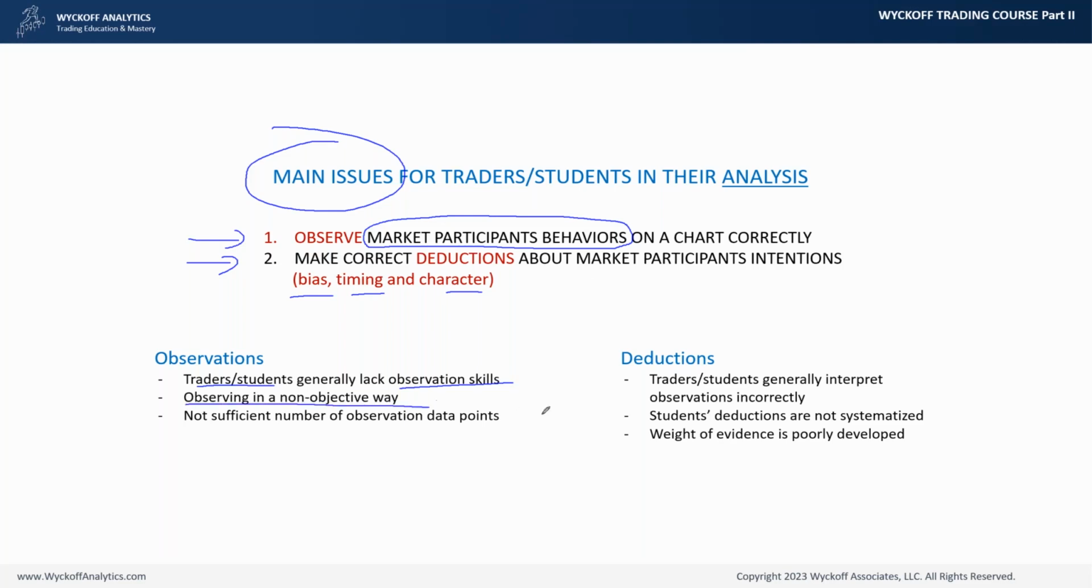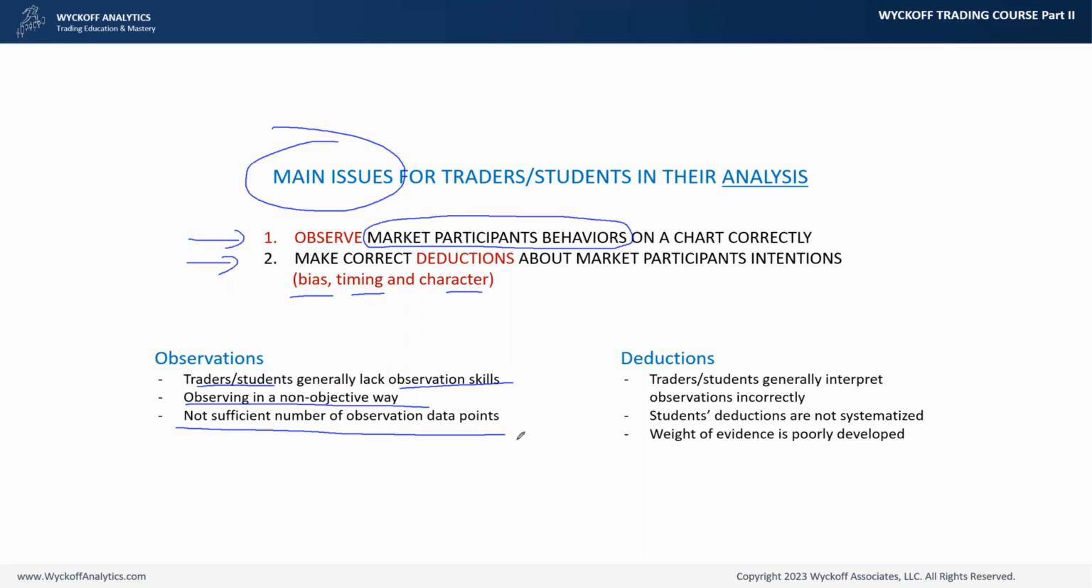We also observe in a very non-objective way. Usually our attention is caught, on the chart especially, by some kind of big event, like a shakeout or a huge volume signature. Right away, students' minds go to that particular bar because it unconsciously attracts their attention, and there is no objectivity to what came prior to that bar and what came after. Sometimes we're just incapable of observing a huge number of data points.